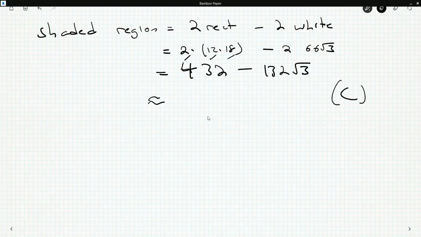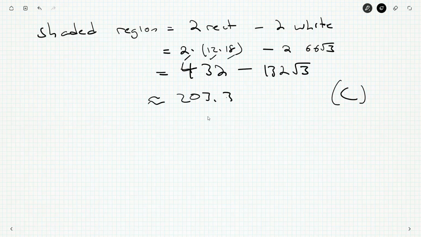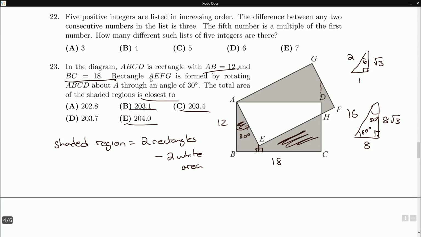So this is approximately 203.369, but I'm going to round that up to 203.4, and that is an answer of C. Okay? And that was question number 23.